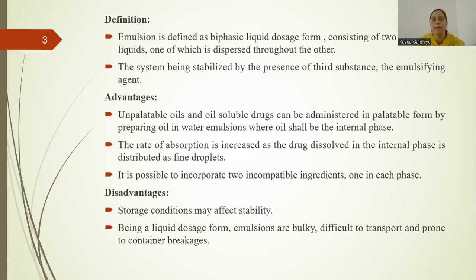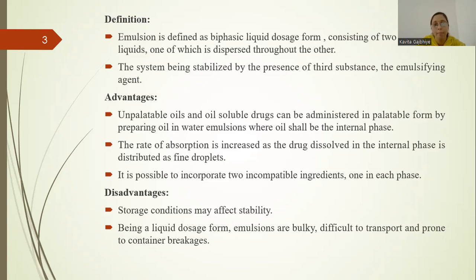We had seen that in the case of suspension, we need a suspending agent and viscosity modifiers to stabilize the suspension. On a similar line, emulsions are stabilized by the presence of a third substance, which is nothing but the emulsifying agent. Now, next, what are the advantages of the emulsion?